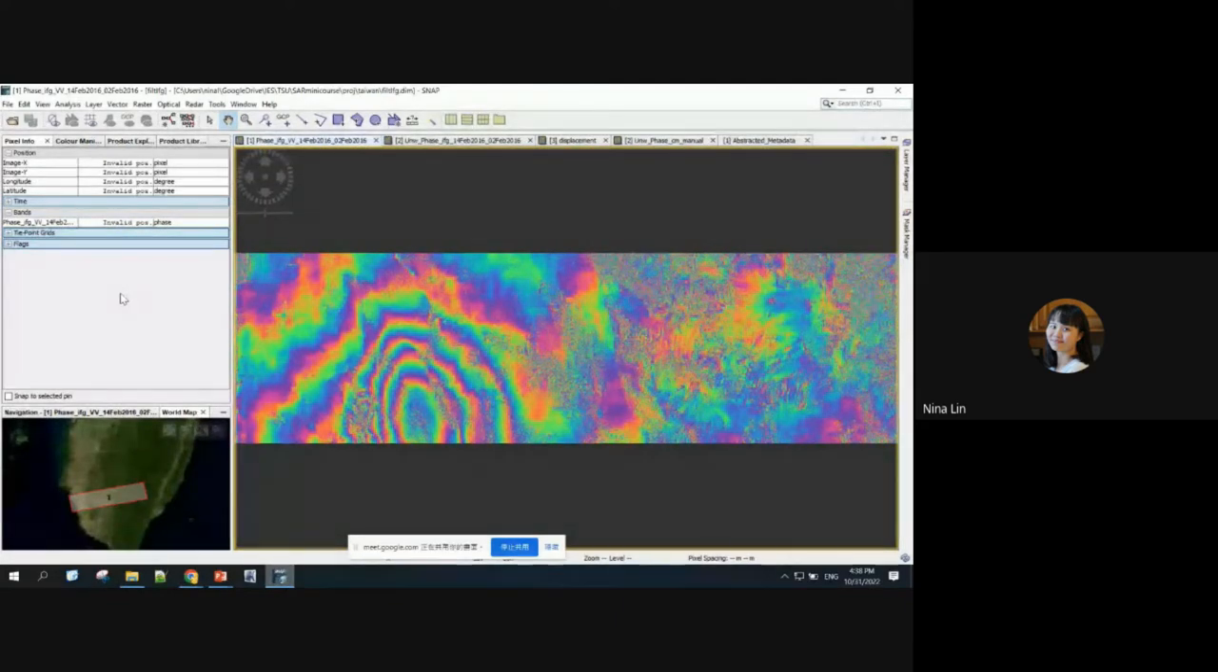The next topic is geocoding. So what does it mean by geocoding? As I mentioned earlier, the view that you're seeing right now at the right-hand side looks like some kind of Cartesian, and it is actually the so-called radar coordinate. This X direction is along the satellite looking direction, which we call the range direction. And the Y is the direction of flight.